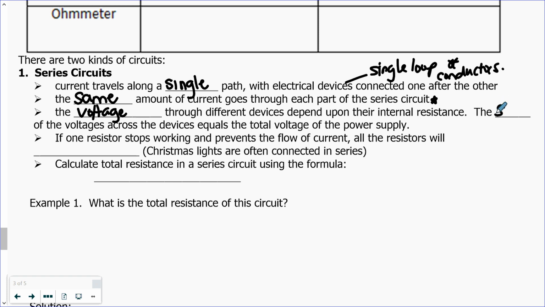The sum of the voltages across the devices equals the total voltage of this power supply, so of the cell battery. If one resistor stops working and prevents the flow of current, all the resistors will stop working.